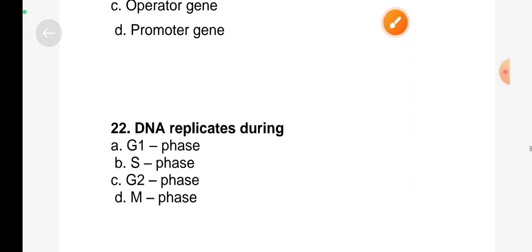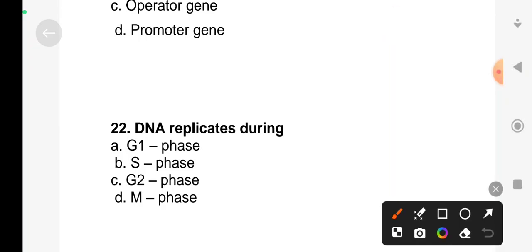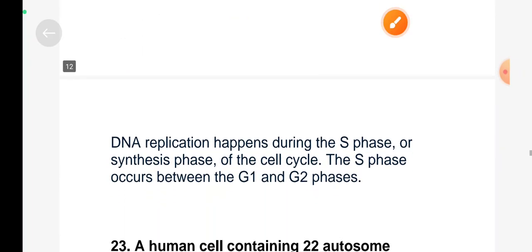Next question. DNA is replicated during: option A, G1 phase; option B, S phase; option C, G2 phase; option D, M phase. Correct answer is option B, S phase. DNA is replicated during S phase. DNA replication happens during the S phase or synthesis phase of the cell cycle. The S phase occurs between the G1 and G2 phase.